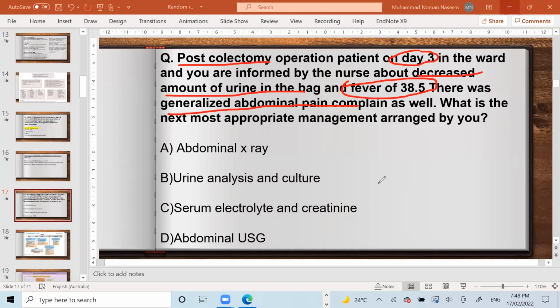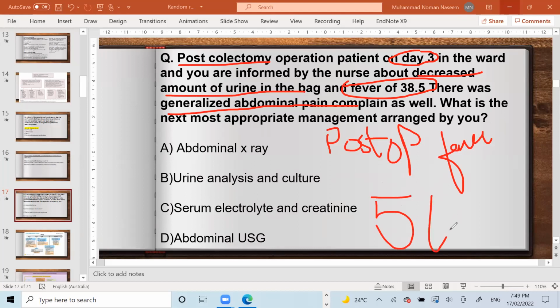A, abdominal X-ray. B, urine analysis and culture. C, serum electrolytes and creatinine. D, ultrasound of the abdomen. Now here they are testing your knowledge about the postoperative fever causes. And what are the causes of postoperative fever? Can someone tell me about the 5 W's?